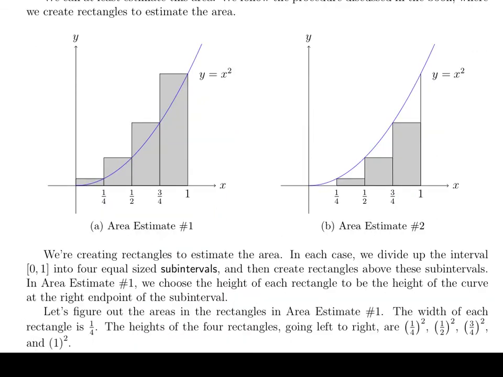All right, now let's calculate the areas of the rectangles that we see in area estimate 1. Now, it's easy to see that the width of each rectangle is 1/4. And then we've got the heights of the rectangles going left to right. There's 1/4 squared, 1/2 squared, 3/4 squared, and 1 squared. And we get those numbers by plugging in these numbers, these what we'll call partition points, into the function to get the height.